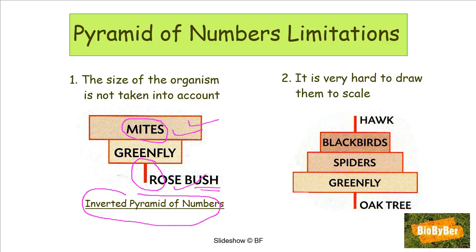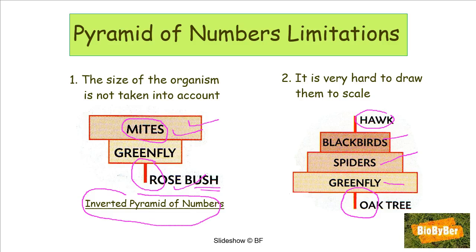It's also very difficult to draw them to scale, because how do we put on a pyramid and represent, like in a bar chart, one oak tree, thousands of greenfly, a few hundred spiders, tens of blackbirds perhaps, and then one hawk? It is very difficult to draw such a bar chart, or such a pyramid of numbers.